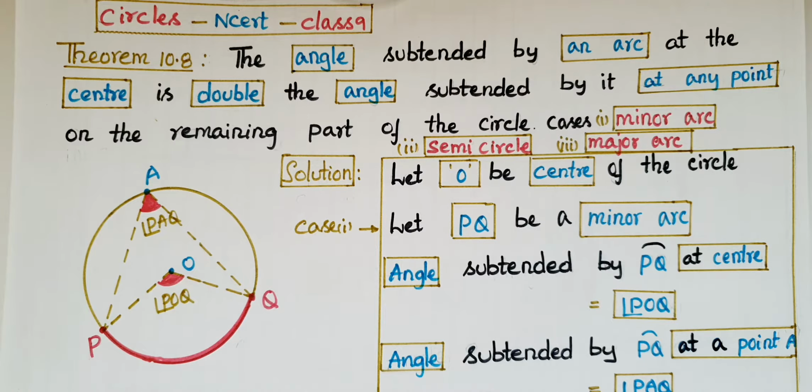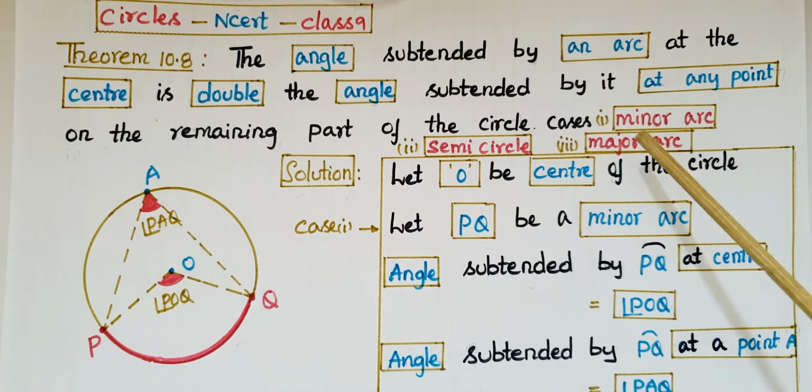Hello everyone. Today I am going to tell the proof of theorem 10.8 from the Circles chapter from NCERT class 9. Here the theorem is: the angle subtended by an arc at the center is double the angle subtended by it at any point on the remaining part of the circle.